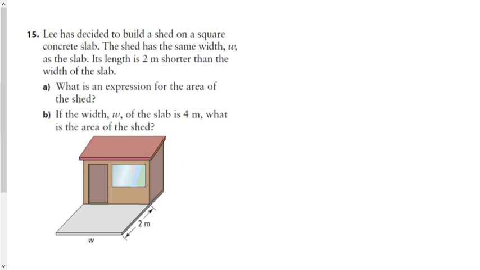Question 15. We got just enough time, I think, to finish these up. Lee has decided to build a shed on a square concrete slab. The shed has the same width W as the slab. The length is 2 meters shorter than the width of the slab. What is an expression for the area of the shed? So we have W by 2.